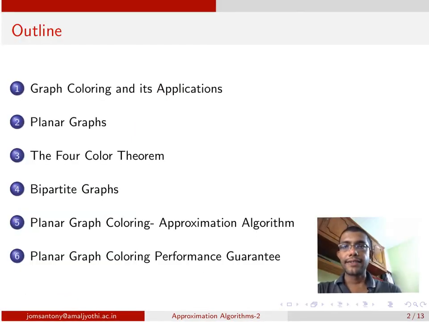The outline of this lecture is going to be like this. We will initially look at the graph coloring problem and some of its real-time applications to motivate it further. And then we will see planar graphs. After that, we will look at a very interesting theorem called the four-color theorem. We will also look at what bipartite graphs are. And then we will jump into the approximation algorithm for solving the planar graph coloring problem. And finally, we will also see a performance guarantee of this algorithm.